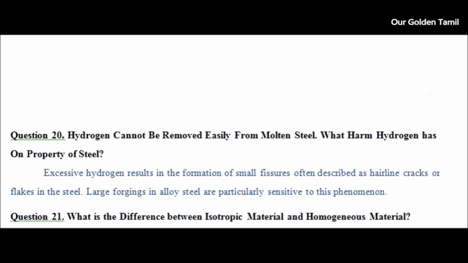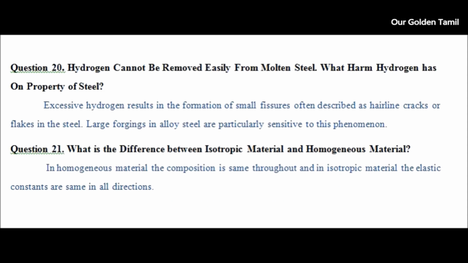Question 20. Hydrogen cannot be removed easily from molten steel. What harm does hydrogen have on the property of steel? Excessive hydrogen results in the formation of small fissures often described as hairline cracks or flakes in the steel. Large forgings in alloy steel are particularly sensitive to this phenomenon.